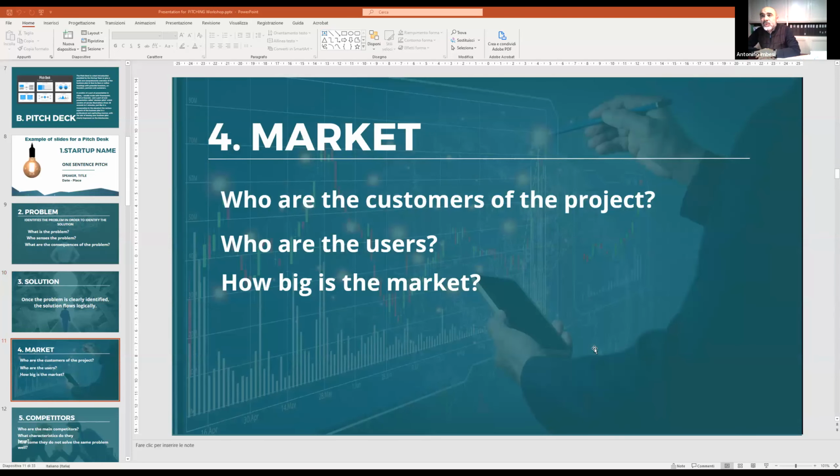Then they have to identify the market. Who are the possible customers? Who are the possible clients? Who are the possible users? How big is the market? In which way is the market waiting for my product? Is it ready for our product? Is it possible to introduce our product in the market, and so on.